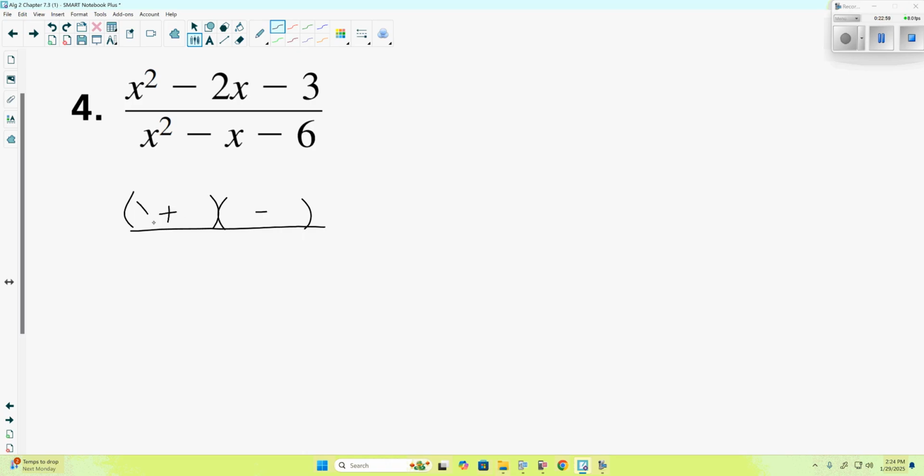Factors of x squared, x and x. Factors of 3 are 1 and 3, those are the only ones. Middle term is negative, so we'll probably want the bigger number negative. We can check and make sure x times negative 3 is negative 3x. 1 times x is plus x, giving us negative 2x. That is indeed the middle term we wanted. So, those are our factors.